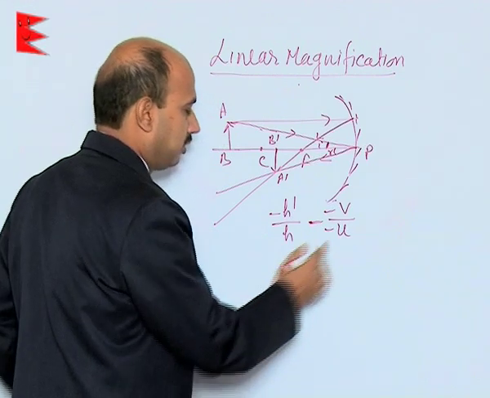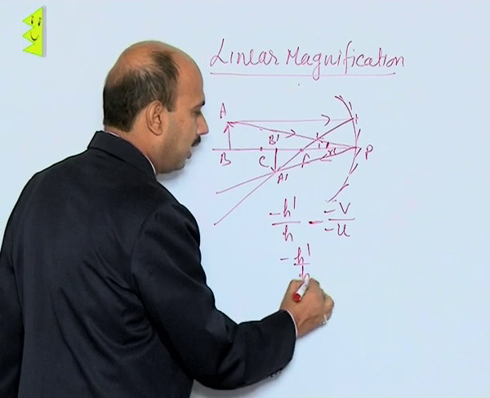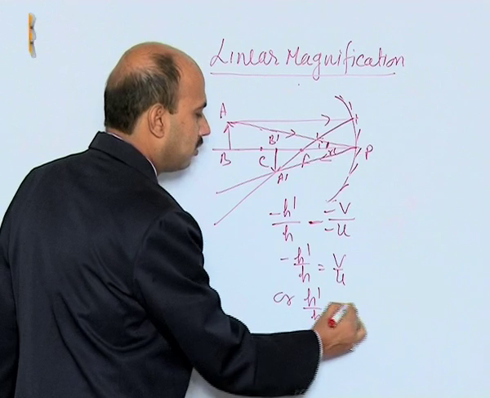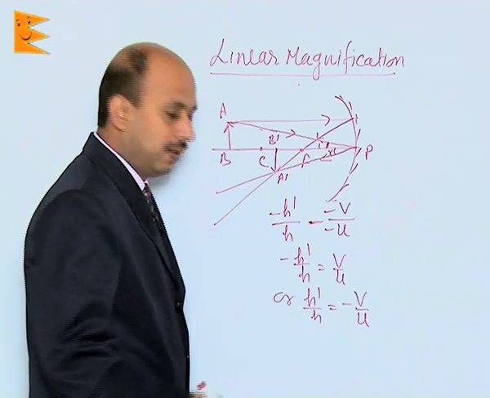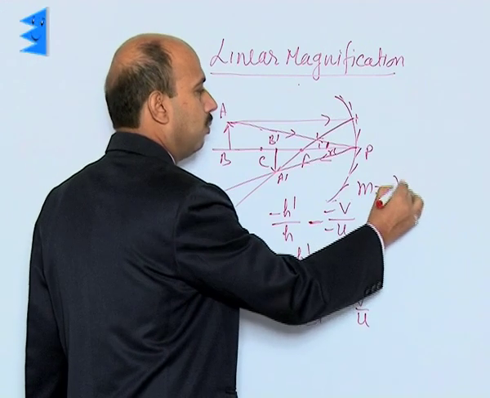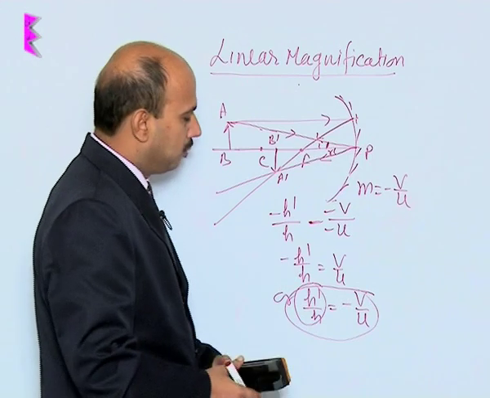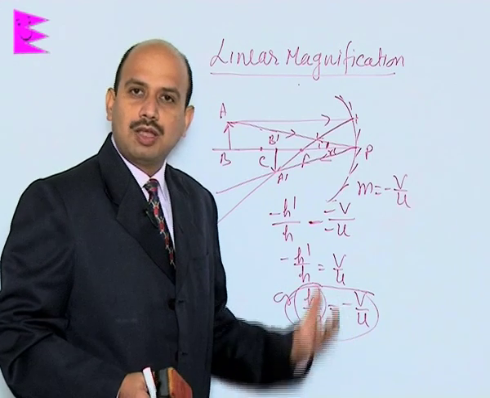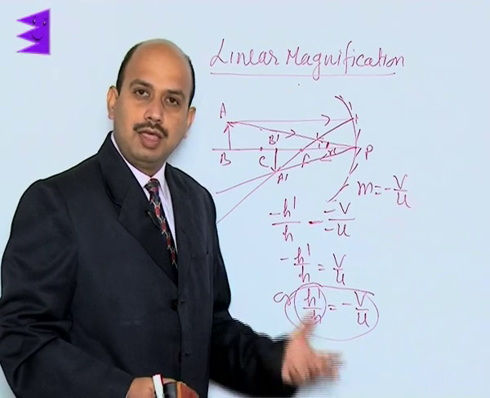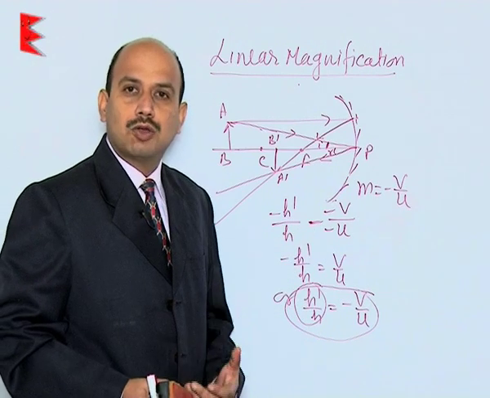Further we can take the relation in another form. We can write minus h dash upon h is equal to v upon u, or we can write h dash upon h is equal to minus v upon u, and we know h dash upon h is m. So, we can write m is equal to minus v upon u. So, this is also a relation between the height of the object and image distance and object distance, and this is the relation between the magnification, object distance and image distance. So, just by seeing the formula of the magnification you can decide the nature of the image.